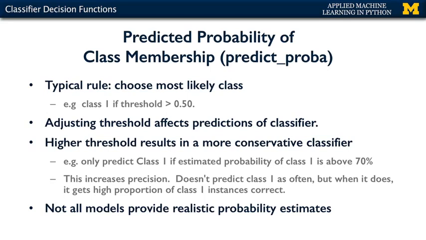Likewise, the predict_proba function provides predicted probabilities of class membership. Typically, a classifier would choose the more likely class. That is, in a binary classifier, the class with probability greater than 50%. Adjusting this decision threshold affects the predictions of the classifier. A higher threshold means the classifier has to be more confident in predicting the class. For example, we might predict class 1 only if the estimated probability of class 1 was over 70%, and this results in a more conservative classifier.